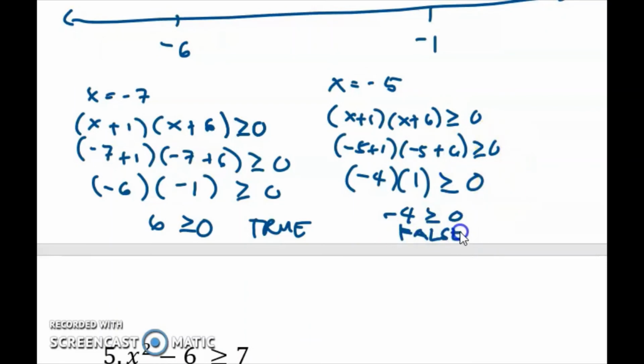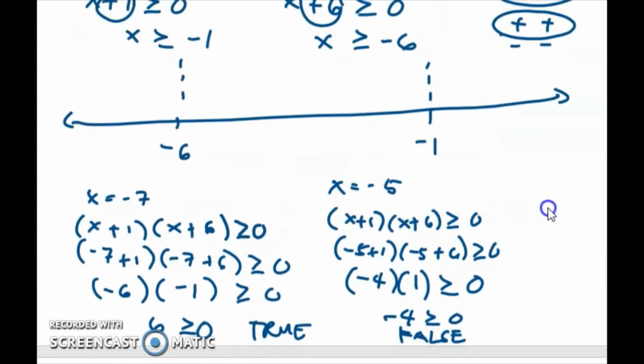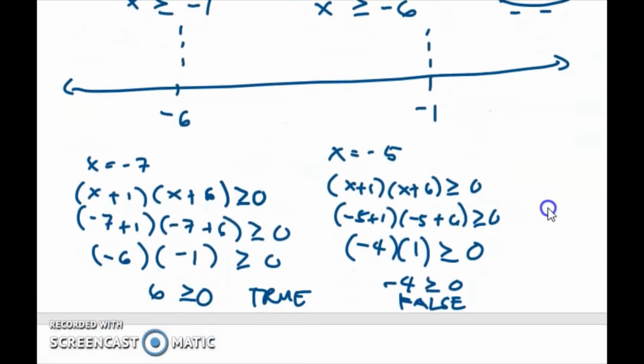So, yun nasa gitna natin, wala ulit graph. Okay, and then sa last part natin, yung 0 na lang yung itry natin kasi nandito yung 0. Nasa kanan ni negative 1, di ba? So, when x is 0, we have (x plus 1)(x plus 6). Is that greater than or equal to 0? So, we have 0 plus 1, and then 0 plus 6.